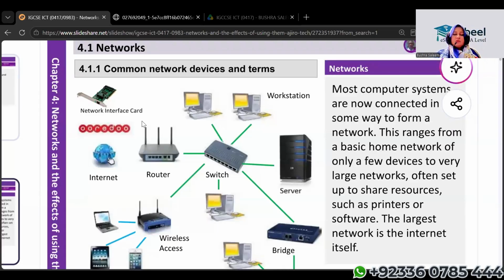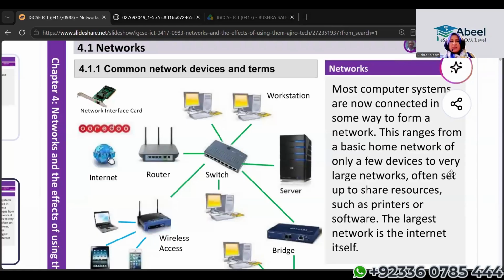Now, first, what is a network? Do you know what a network is? As all of you know, networks are made of computers. When we connect different devices together, they form a network. Most common systems are now connected to form a network. Why do we create a network? We can create a network to share resources, like a printer or software. So that is why we use a network.